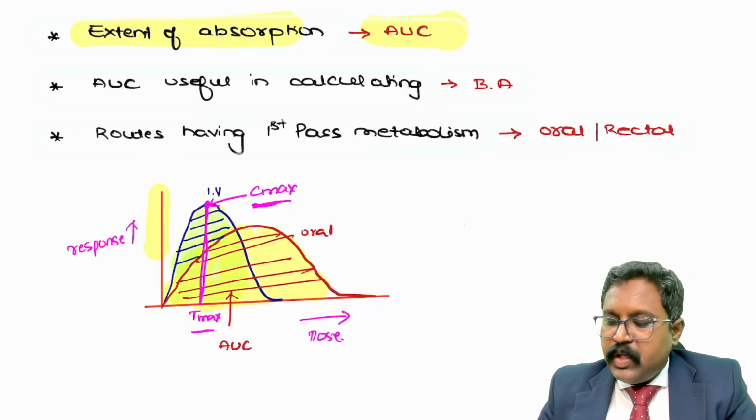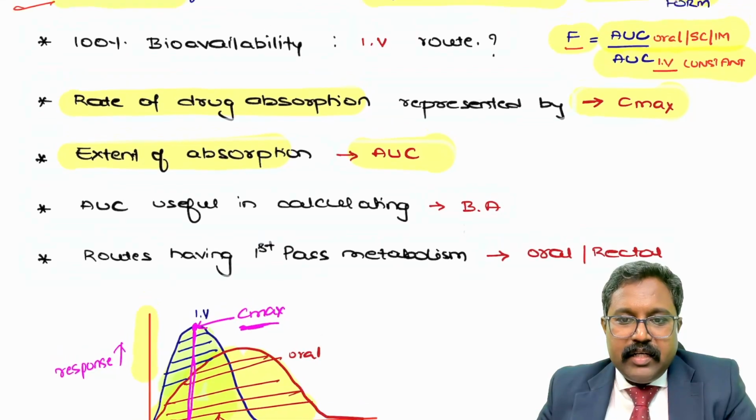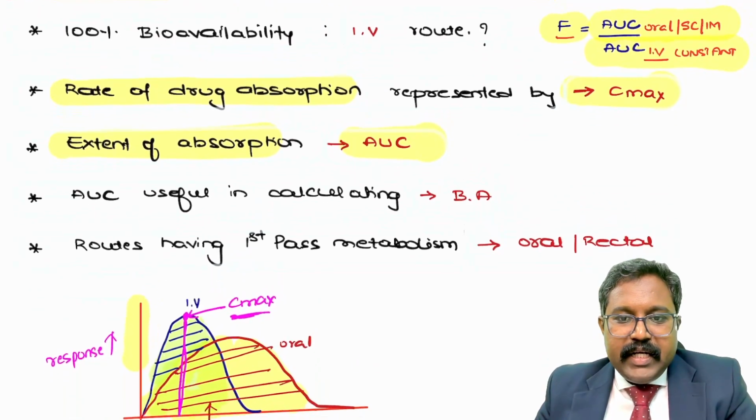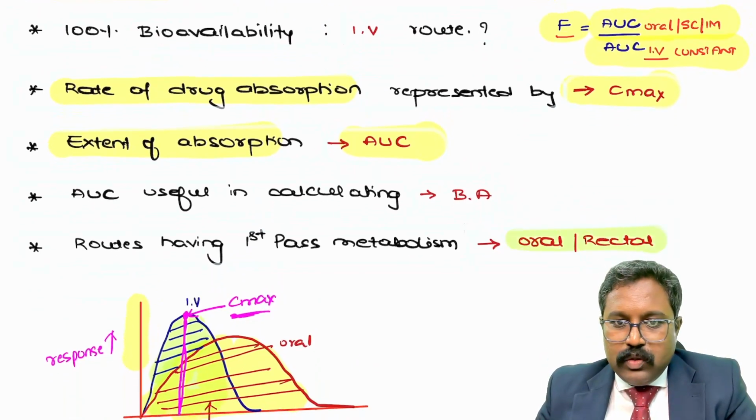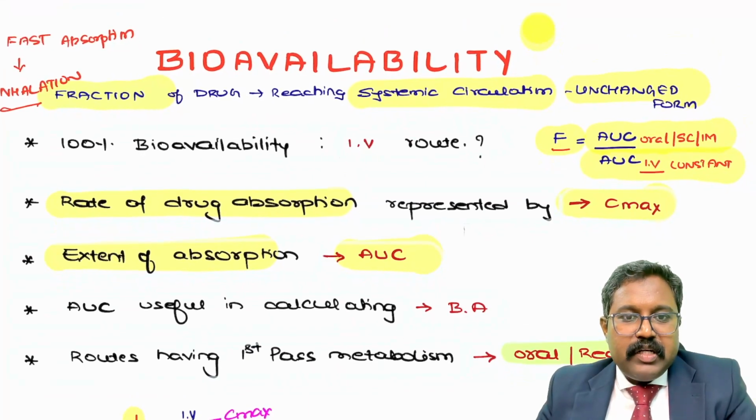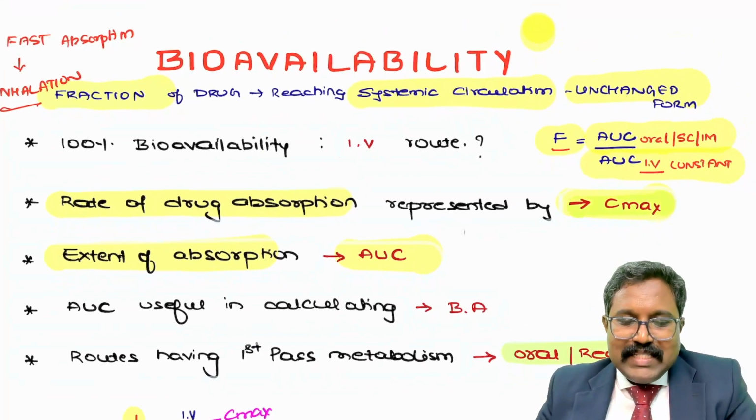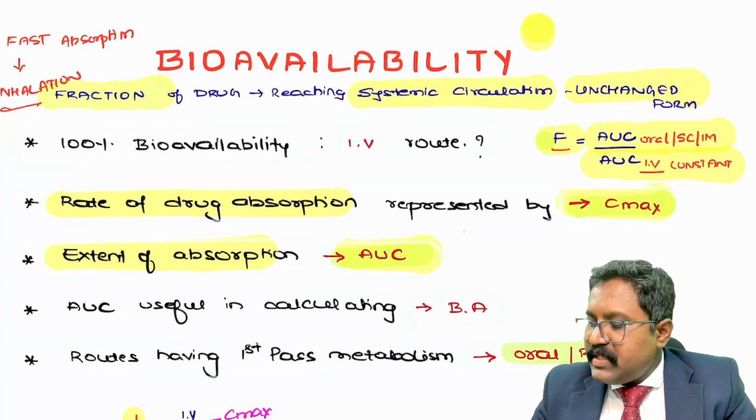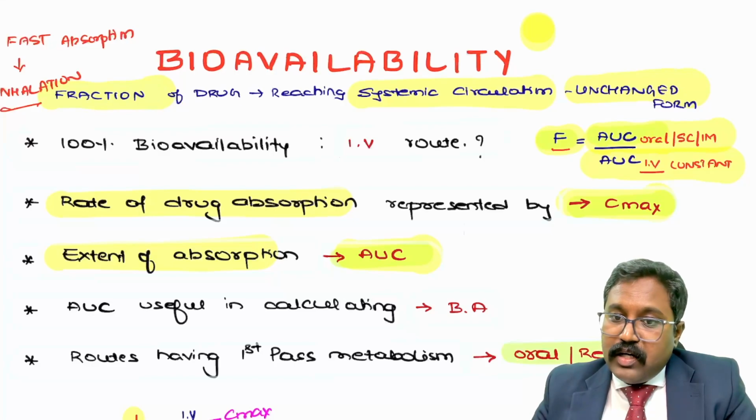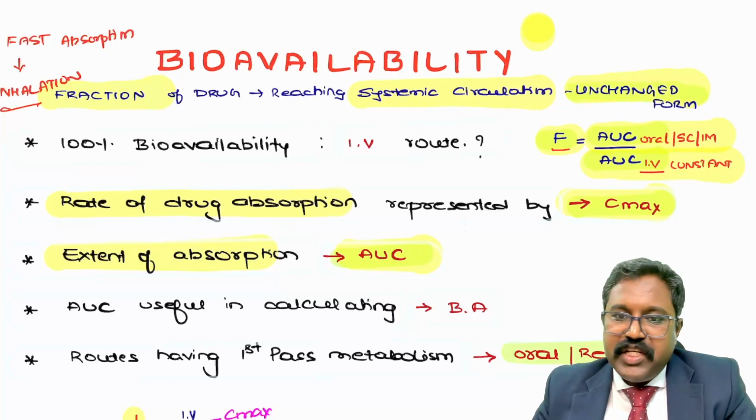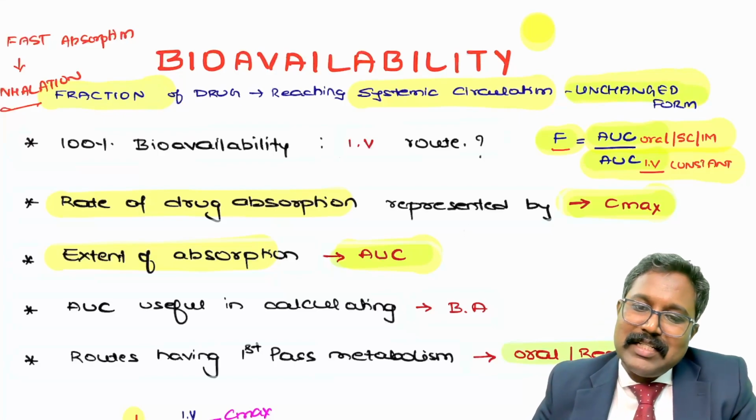Please remember, 100% bioavailability is with the intravenous route. Which route has low bioavailability? It is the oral as well as the rectal route. So two things you should remember: the rate of drug absorption is represented by Cmax, whereas the extent of absorption is indicated by the area under the curve. The formula is F, area under the curve for oral or any other route divided by area under the curve for IV, which remains constant. And in the definition, you should never forget the words unchanged form. So this was all about drug bioavailability. Thank you.